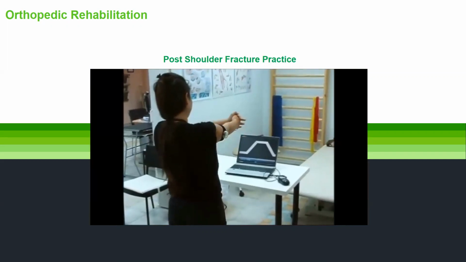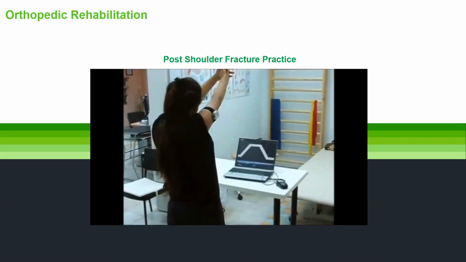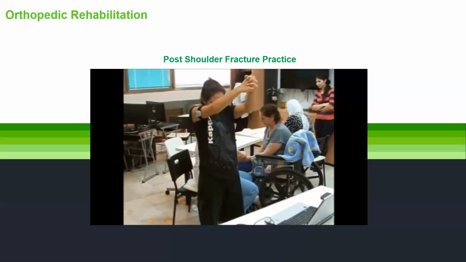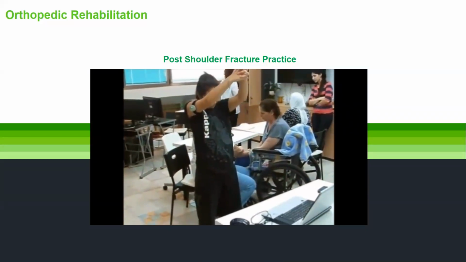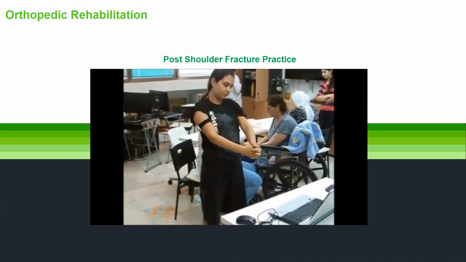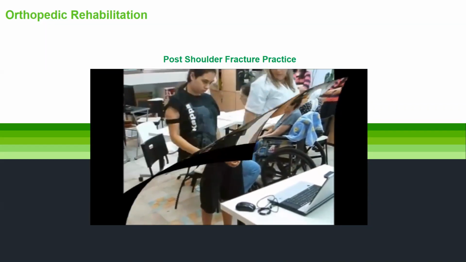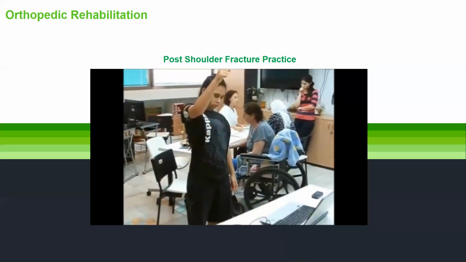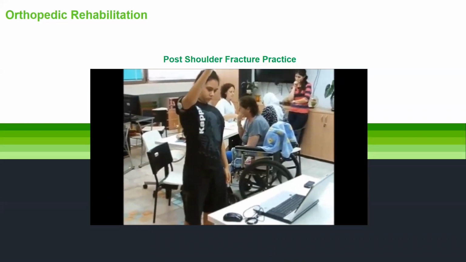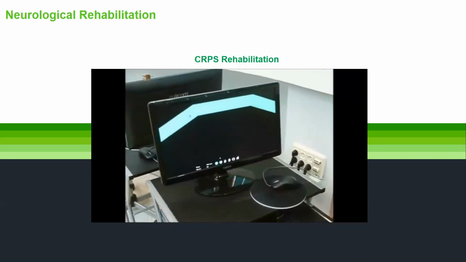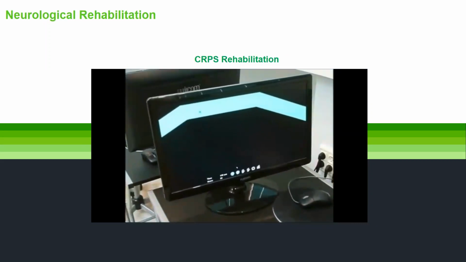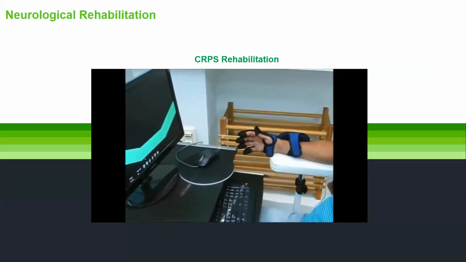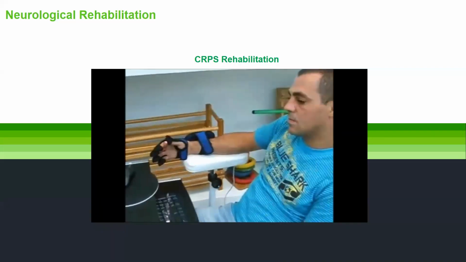Another one is post-shoulder fracture practice. We start from assisted active, as you see here, and then we go to assisted active and active practice of the shoulder. Okay, because we have limited time, I try to do it fast and go to another slide. Here we see a CRPS patient. By the gaming, we try to distract his attention from the pain and force him to get more range of motion of the fingers and the wrist joint.